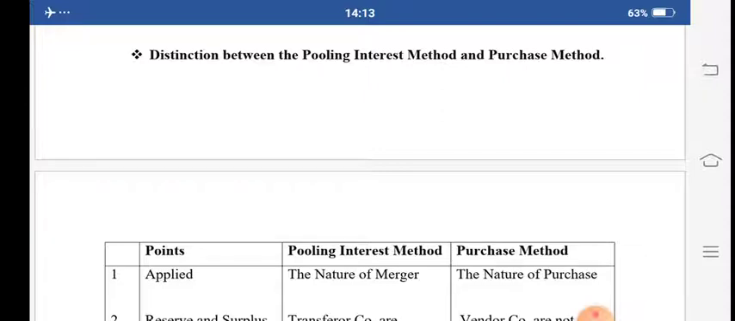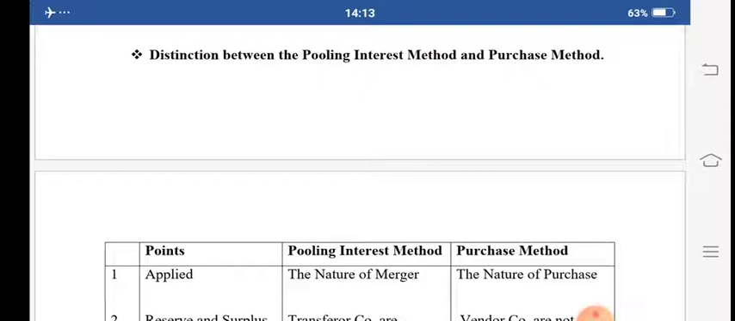In the last class we discussed the opening entries in the books of the transferee company under the merger method as well as the purchase method. I hope all of you understand whatever we discussed. Now in this class we will see the distinction between the pooling of interest method and the purchase method.